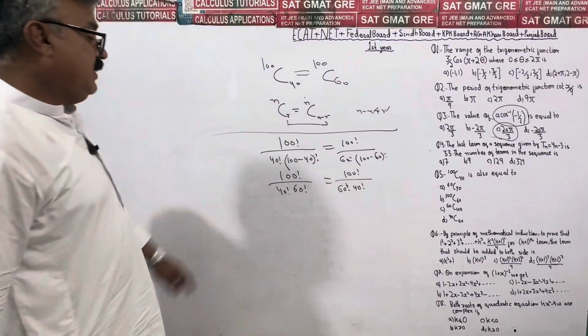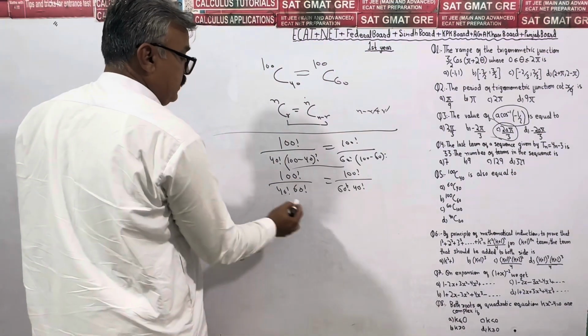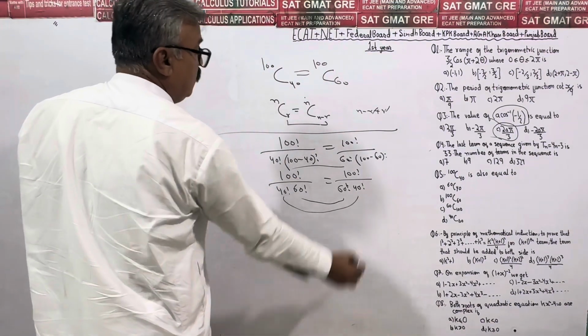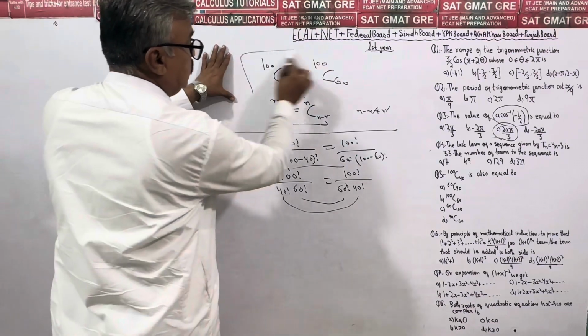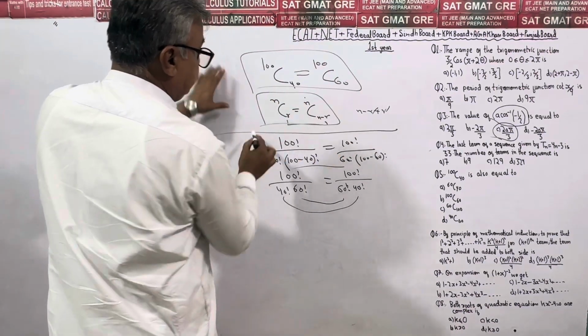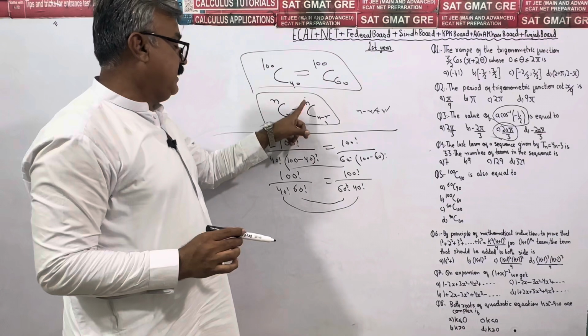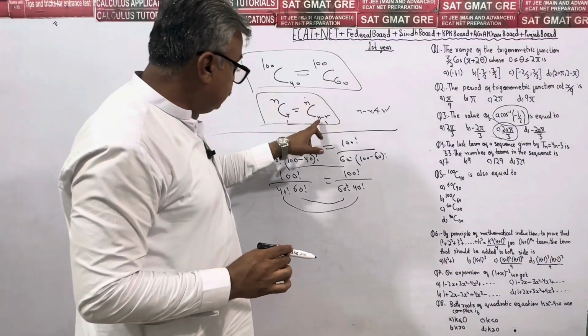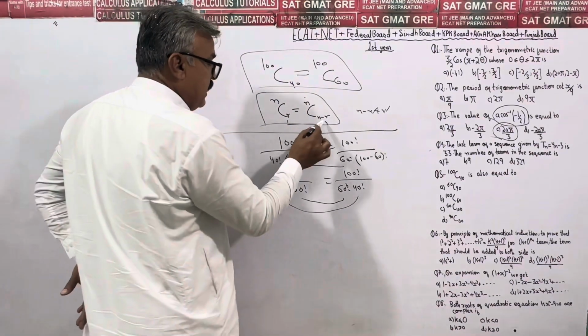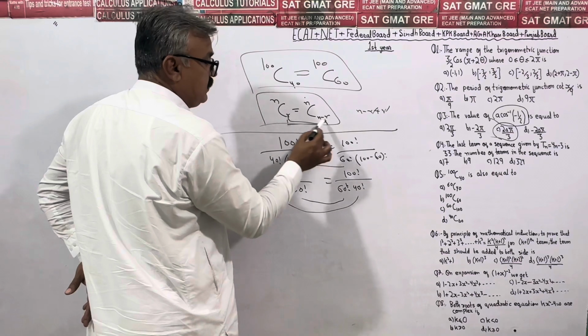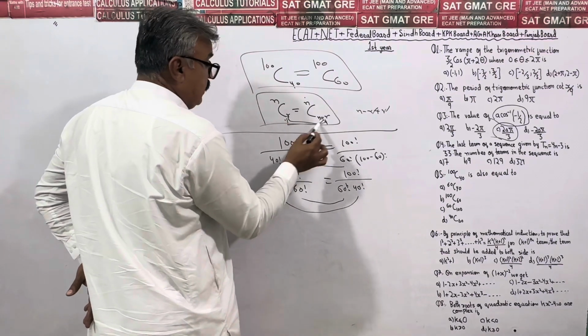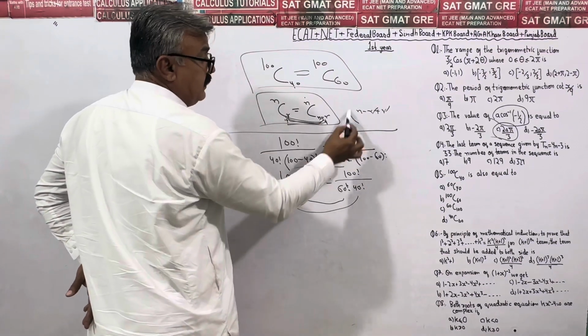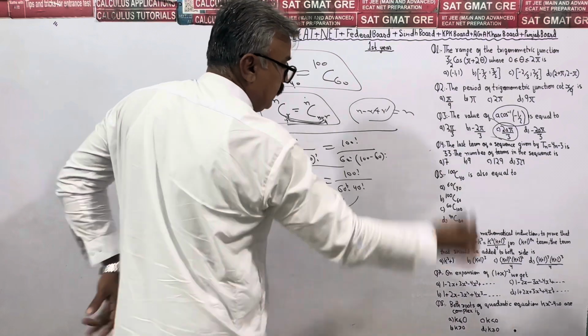Look at this. Each and everything is the same: 100 factorial, 60, 40. So that is the magic that works here. nCr is equal to nC(n minus r). Add them up and you will get n, which I have already done here.